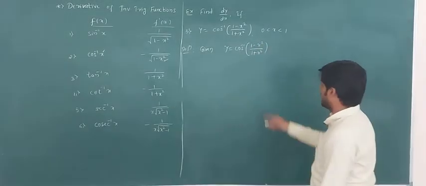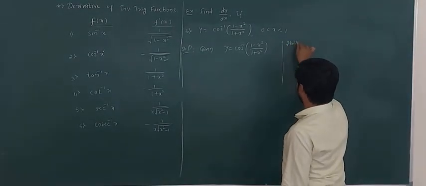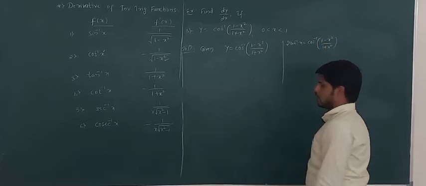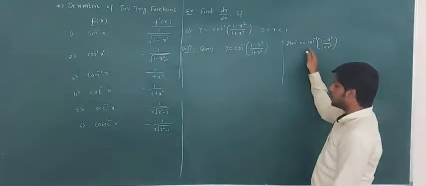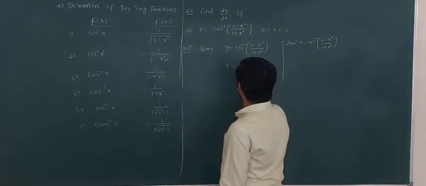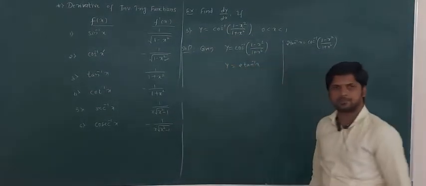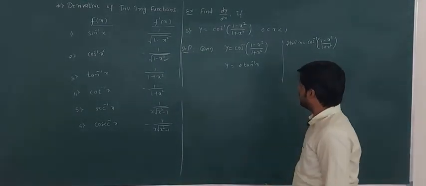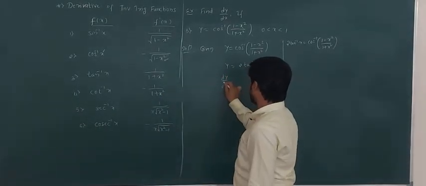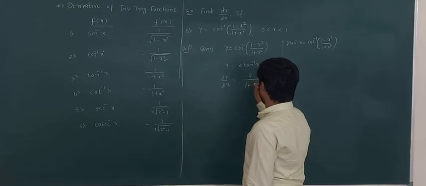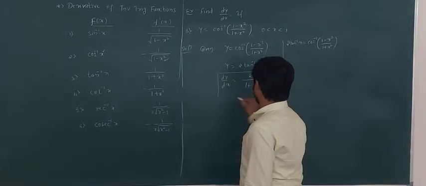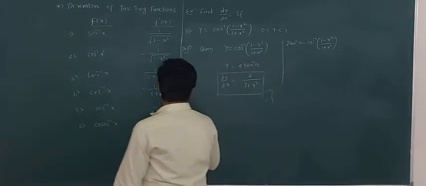And we know that 2 tan inverse x is equal to cos inverse of (1 minus x square) by (1 plus x square). In inverse trigonometric functions we have this standard formula. So this can also be written as 2 tan inverse x. So that is nothing but y equals 2 tan inverse x. Okay, so 2 tan inverse x, we know that differentiation of tan inverse x is 1 upon 1 plus x square. So therefore dy by dx is equal to 2 divided by 1 plus x square, because here 2 is a constant. 2 divided by 1 plus x square, which is the required solution. Note it down.